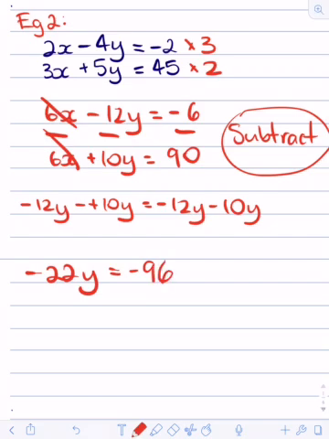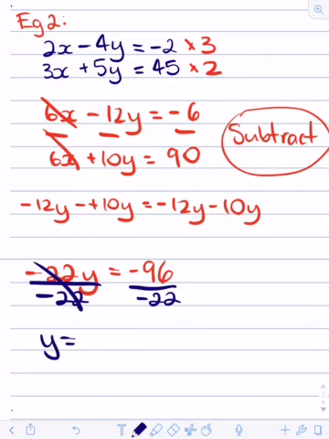Now, using equations, how are we going to get y by itself? We're going to divide both sides by negative 22. That cancels that out. We get y equals minus 96 divided by minus 22. Minus 96 divided by minus 22 equals 4.3636. We can round this off to 4.36 2 dp. Now note, you may get a different answer if you leave it as a fraction or if you round off when you're substituting the next one in.